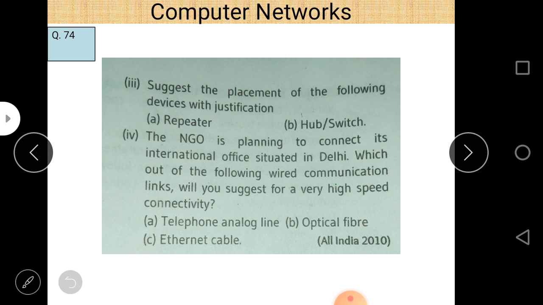And the third part: suggest the placement of the following devices with justification. There are 2 devices in it: repeater and hub or switch. Where you place the repeater or where you place the switch, and why you place them in this network. And the fourth part is: the NGO is planning to connect its international office situated in Delhi. Which out of the following wired communication links will it suggest for very high speed connectivity?